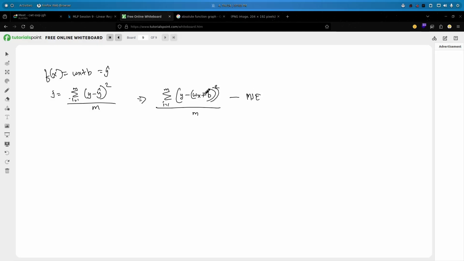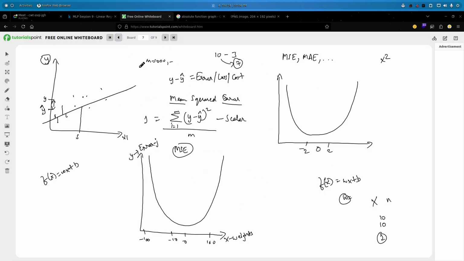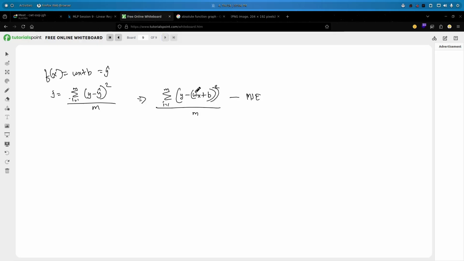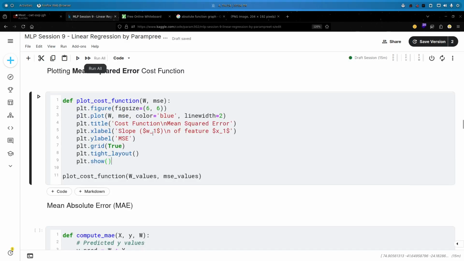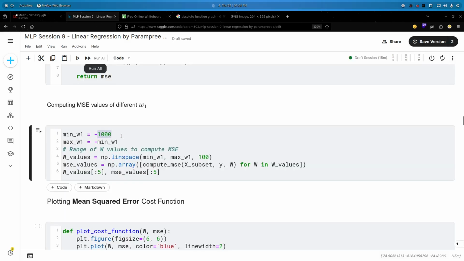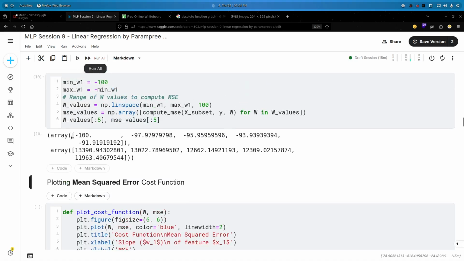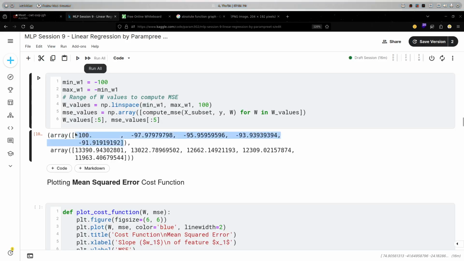Okay, so what we are doing is, for plotting the mean square error, we are inputting various w values. We will input different w values and get different errors, which we are plotting here. Here I have computed 1,000 different w values. Let's take it for 100 values only as of now, and if I run it, you can see some sample w values and their respective cost, which is the mean square error for each w value.